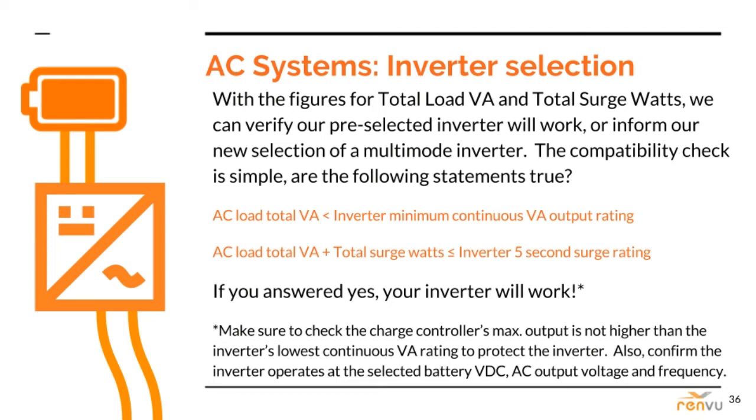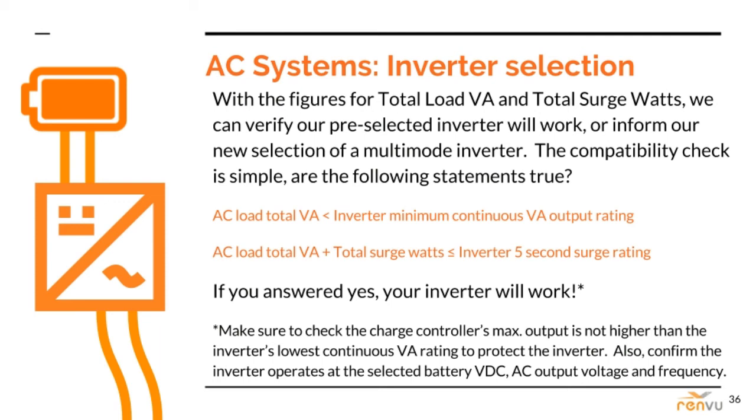Is the AC total load volt amps, apparent power, less than the inverter minimum continuous volt amp output rating? You'll notice on inverter spec sheets, the output rating is actually given in volt amps because they know apparent power is more important than real power in this case. Is the AC load total volt amps plus the total surge watts less than or equal to the inverter 5-second surge rating? Even if these statements are true, there is one last thing to check.